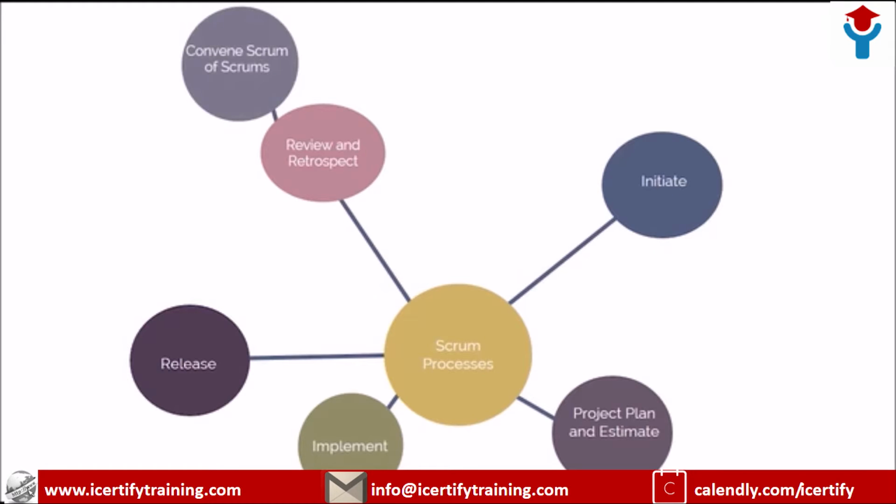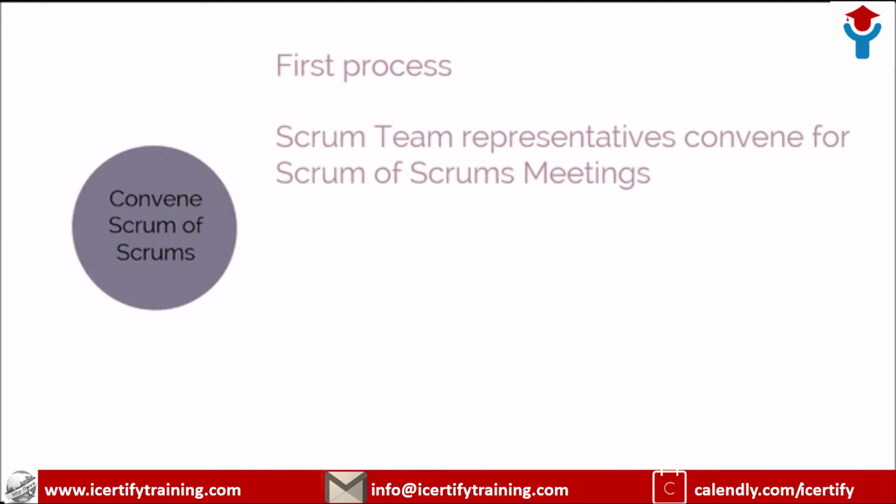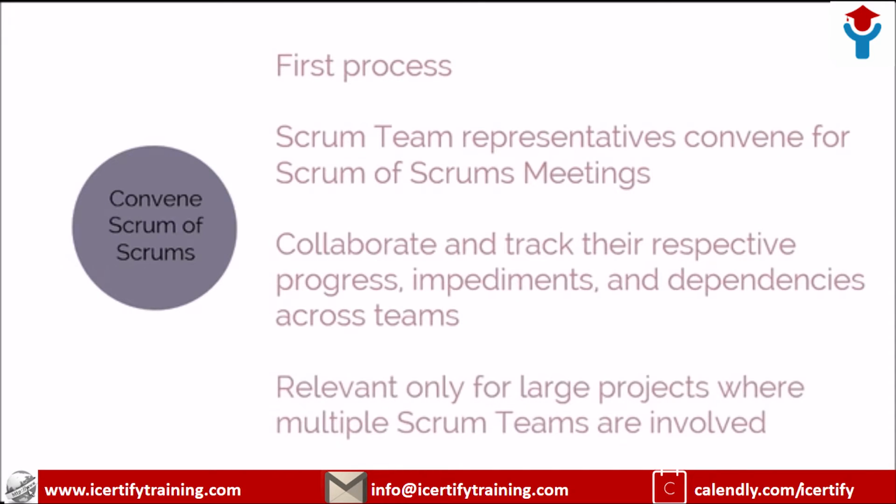The next phase is review and retrospect. There are three main processes that take place during this phase. The first one is Convene Scrum of Scrums. In this process, Scrum team representatives convene for Scrum of Scrums meetings in predetermined intervals, or whenever required, to collaborate and track their respective progress, impediments, and dependencies across teams. This is relevant only for large projects where multiple Scrum teams are involved.